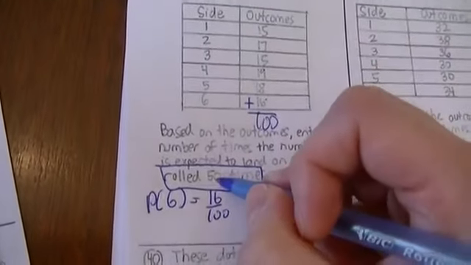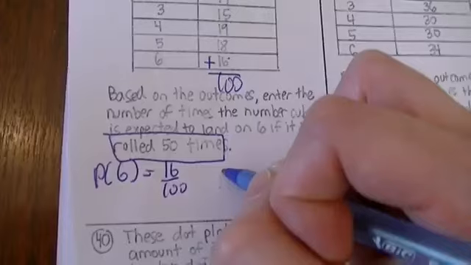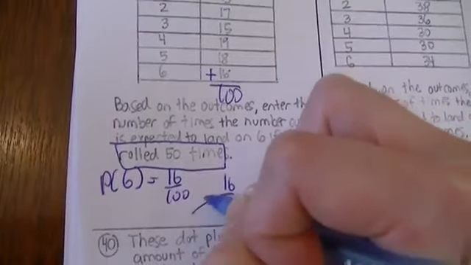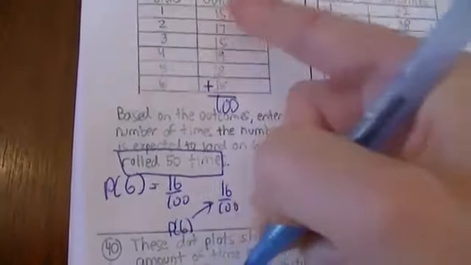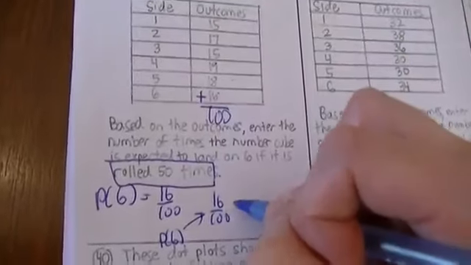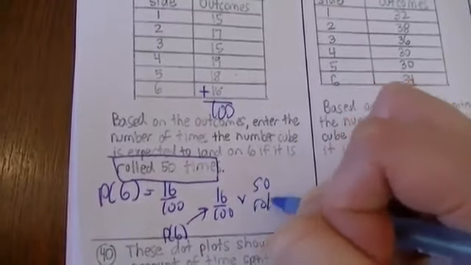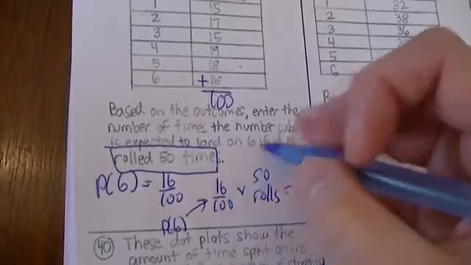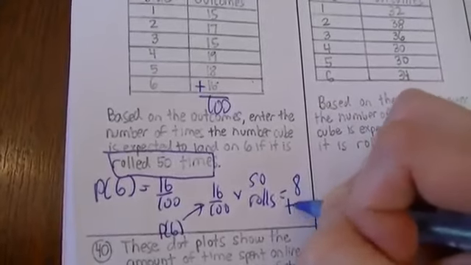Okay, and you roll it 50 times. So 16/100, that's the probability of getting a 6, given this data. When they give you data, you use it. Times 50 rolls. 16/100 times 50 rolls is 8 times.